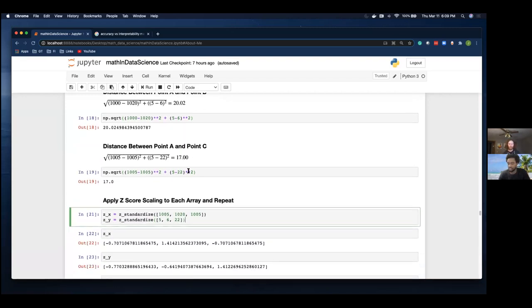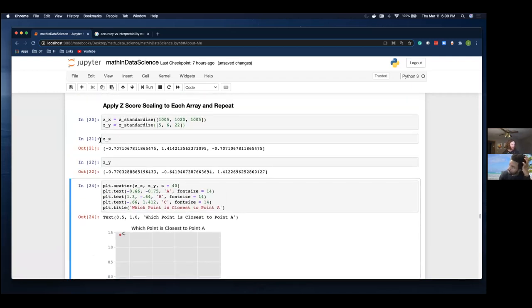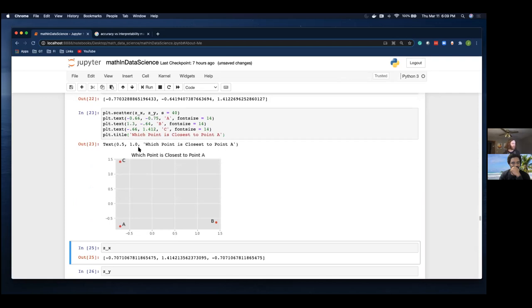So then if I was to apply the z-score transformation to my two data sets, here's those arrays after I've transformed them. And then here's what my data set looks like now. So we have A and B and C, and we see that, just eyeballing it, it's a little hard to say what point is closer.